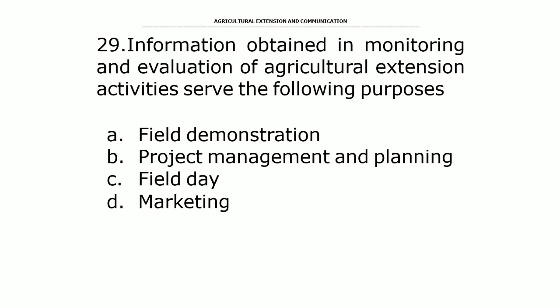Number 29. Information obtained in monitoring and evaluation of agricultural extension activities serve the following purposes. A. Field demonstration. B. Project management and planning. C. Field day. Or D. Marketing. The answer is project management and planning.